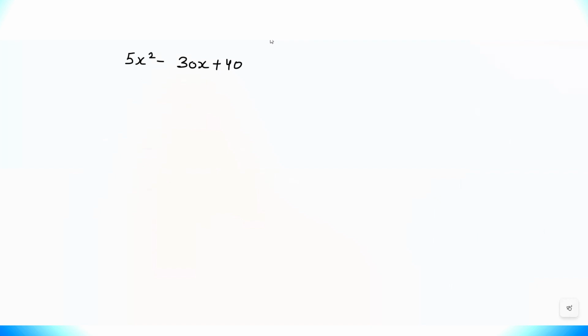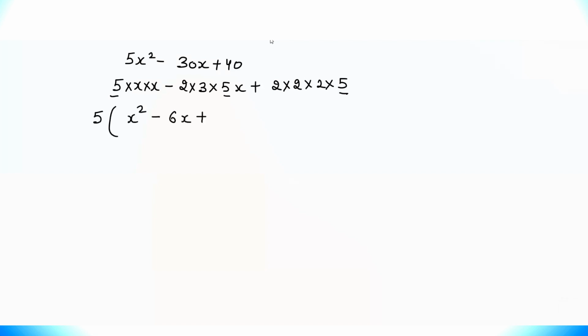Now, in this equation, first of all, you have to see whether we can take something common. So, yes, 5 into x into x. 30 can be written as 2 into 3 into 5. Then 40 can be written as 2 into 2 into 2 into 5. Now we have to see what is common. If you can see, 5 is common in all. We'll write 5 here. What is left? x square minus 6x plus 8.